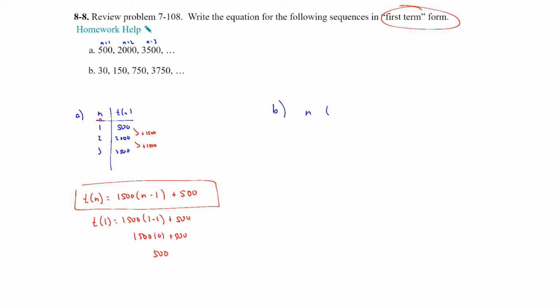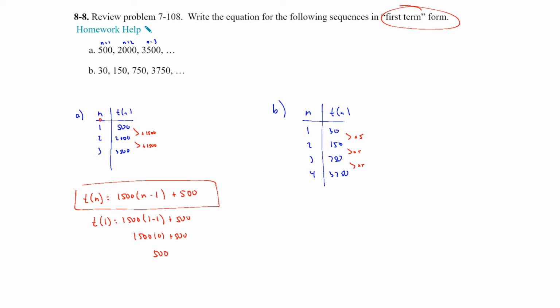B, once again, I'm going to set up my table here just to help visualize this. So term 1 is 30. Term 2 is 150. Term 3 is 750. And term 4 is 3,750. So it definitely seems like it's going up a lot quicker than linear. If I work backwards, 150 divided by 30 would be 5. So we're multiplying by 5. If I take 150 and multiply it by 5, I get 750. And if I take 750 and multiply it by 5, I get 3,750. So this one is a geometric sequence.